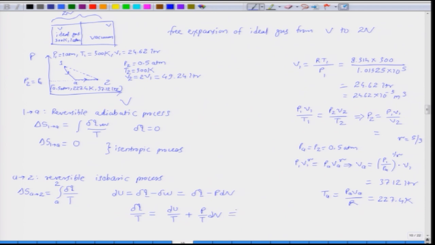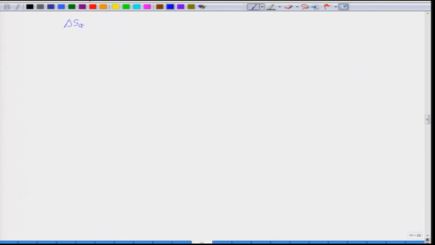Now, we know dU is C V dT. And P by T, if we substitute for P, is equal to R T by V. So, this becomes R dV by V. So, if we integrate this, delta S A to 2 is basically integral C V dT by T from T A to T 2 plus integral R dV by V from V A to V 2. So, we have basically delta S A to 2 is equal to C V ln T 2 by T A plus R ln V 2 by V A.